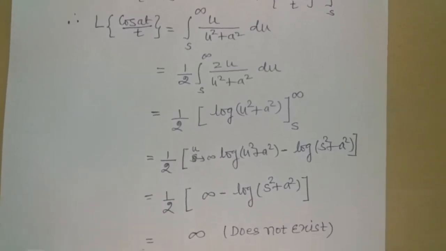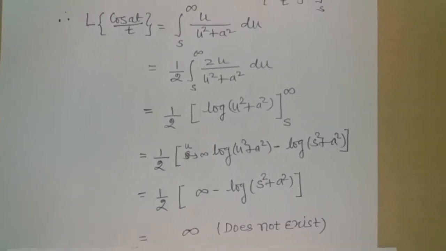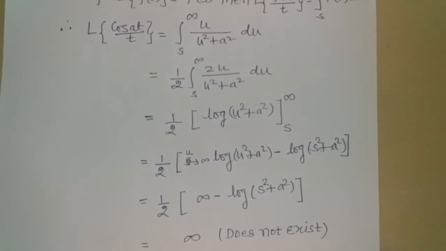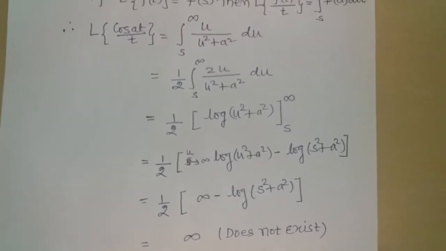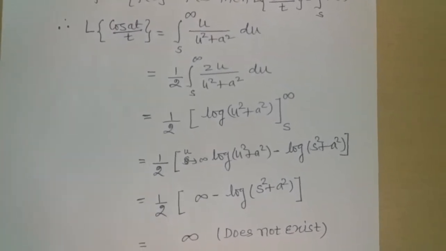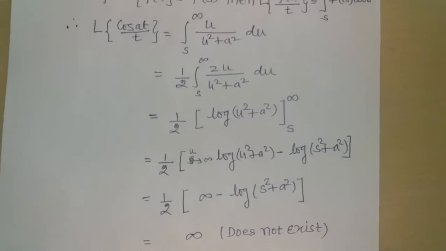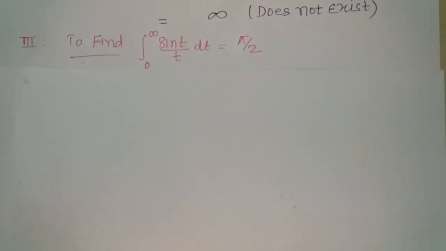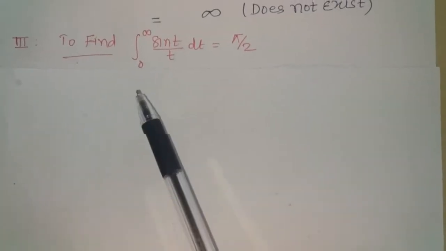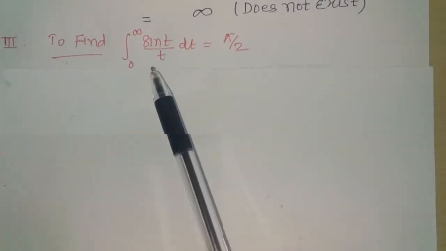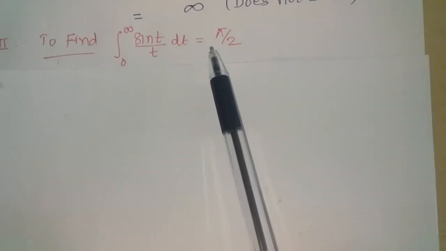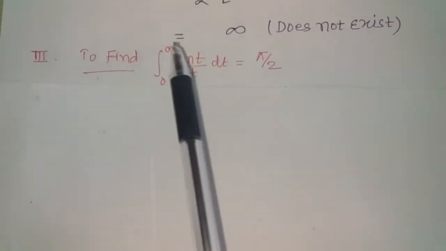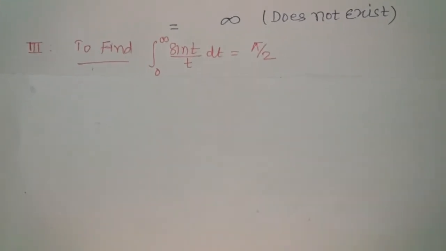So we see the Laplace transform of sin at by t exists, but the Laplace transform of cos at by t does not exist. Now in the third part of this question, we are going to find the result of the integration from 0 to infinity of sin t by t dt. So in the third part, we are going to prove the integral from 0 to infinity of sin t by t dt equal to pi by 2 using the technique of Laplace transform. So how do we do this?